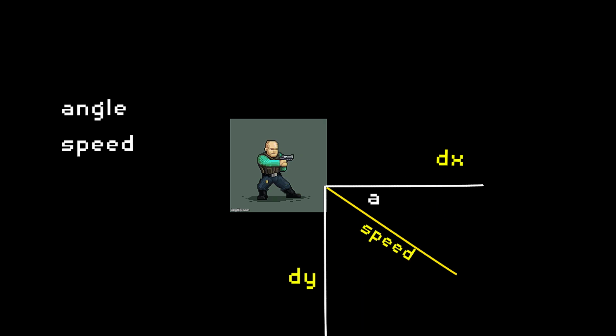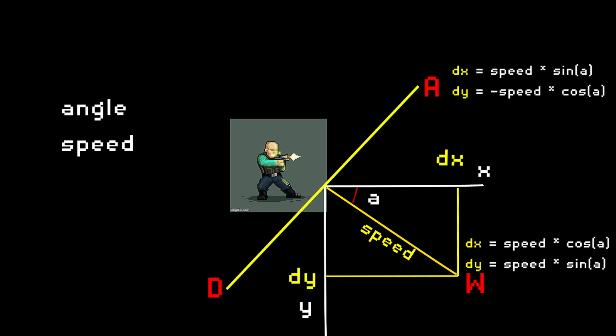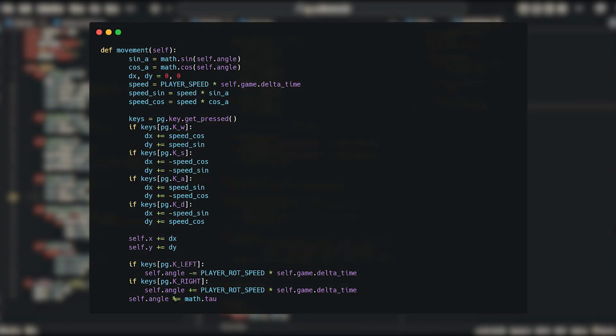To do this, using the player's angle and speed, we can calculate the dx, dy increment of the player's coordinates using the trigonometric functions of sine and cosine. We then use the same principle to apply for other keys and movements. All this written in a movement function will look something like this.